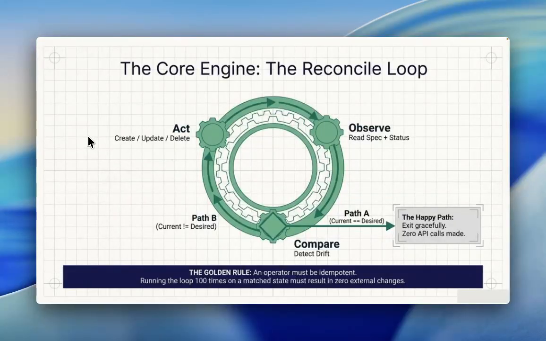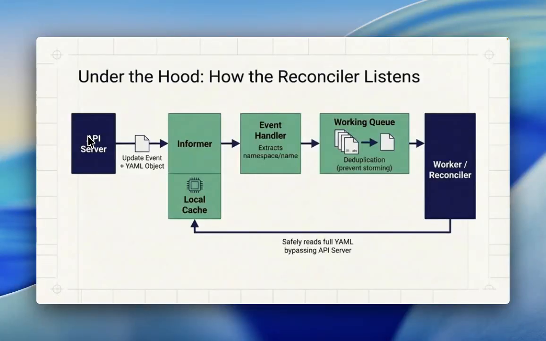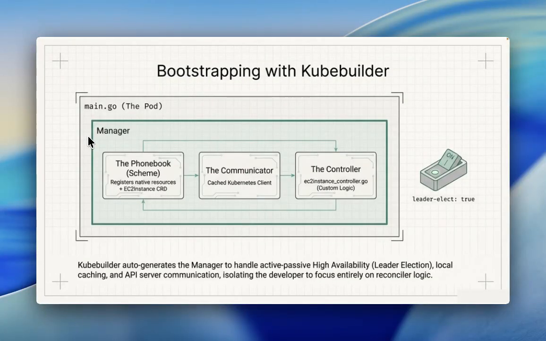So the golden rule: an operator must be idempotent. Running the loop 100 times on a matched state must result in zero external changes. Under the hood, how does reconciliation work? The API server sends an update event plus the YAML object to an informer, which is your local cache. It has an event handler which extracts the namespace and name, and then you have a work queue which does deduplication, preventing storms, and then you have a worker which does the reconciling. Then it safely reads the full YAML by bypassing the API server.